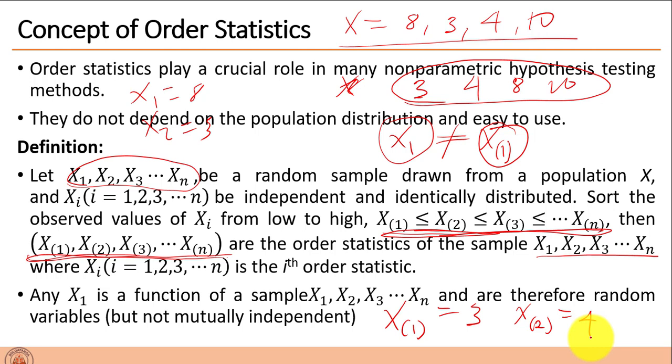So any x bracket i is a function of a sample x1 to xn and is therefore considered a random variable, but not mutually independent. Why?